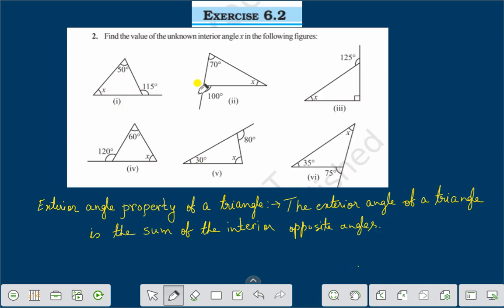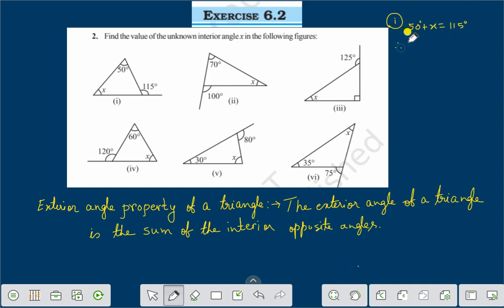Here in the figure, figure 1, we have to find the value of x. That means x plus 50. This is the exterior angle, 115 degree, right? And this is the interior opposite angle, so x plus 50 is equal to 115 degree. Then you have to find the value of x. 50 degree plus x is equal to 115 degree, because 115 degree is the exterior angle.